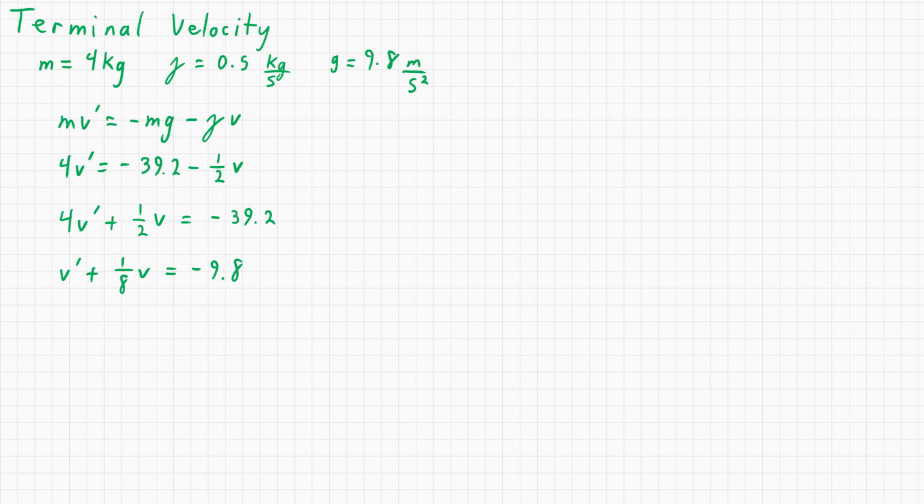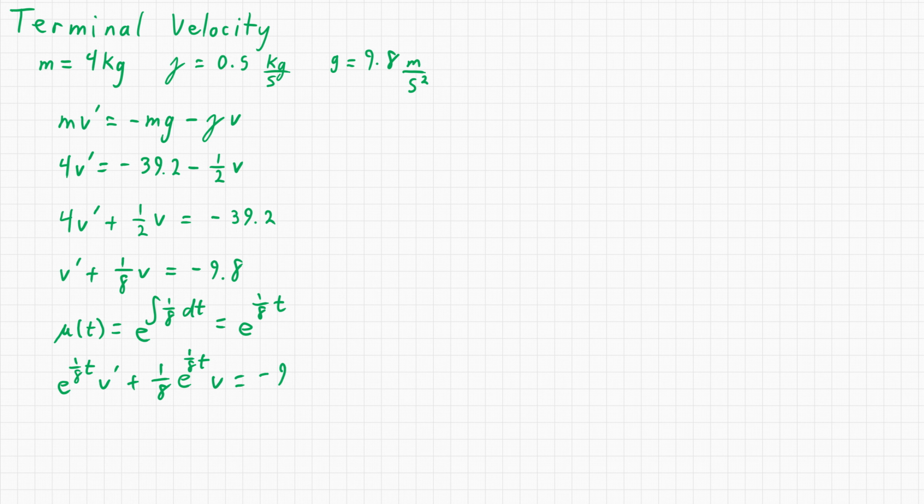All right, now I compute the integrating factor. So the integrating factor, mu of t in this case, is e to the indefinite integral of the thing in front of the v, so that's 1/8 dt. And that ends up being e to the 1/8 t. All right, so multiply that by the entire differential equation. So we get e to the 1/8 t v prime plus 1/8 e to the 1/8 t v is equal to negative 9.8 times e to the 1/8 t.